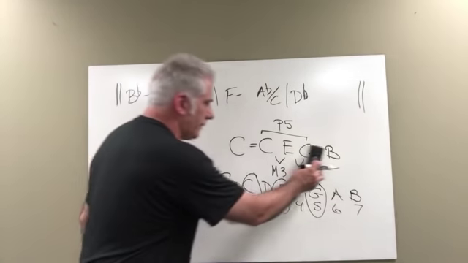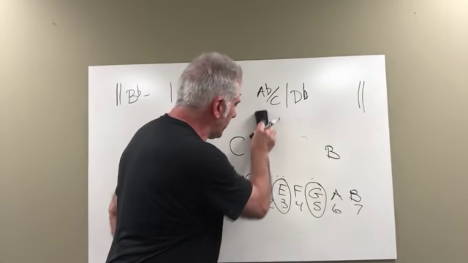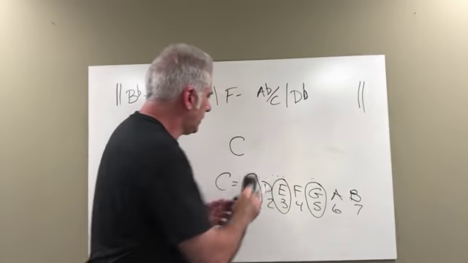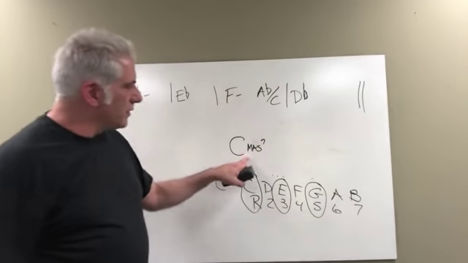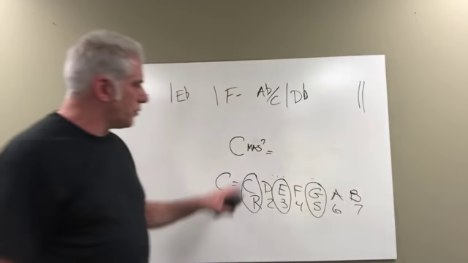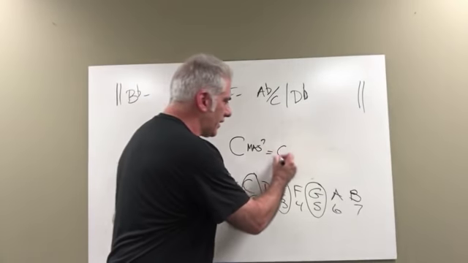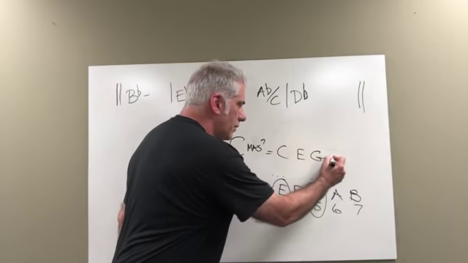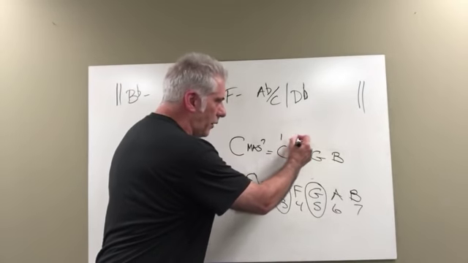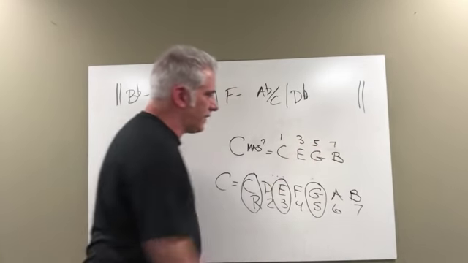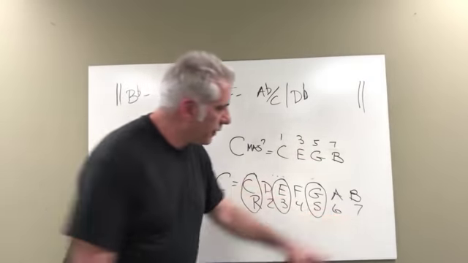So that chord is called C major seventh. Let me rewrite it here so it's clearer. C major 7 basically just describes that it's a C major chord with a major seventh on it. So it'd be C, E, G, with a B added to it, the seventh. People call it 1, 3, 5, 7, the seventh note of the scale.